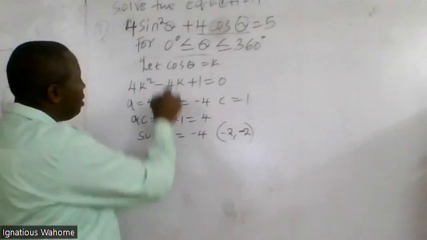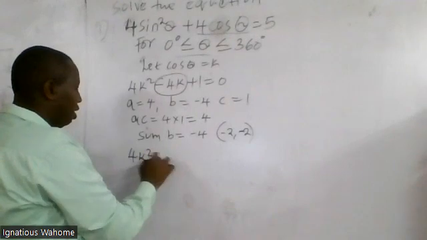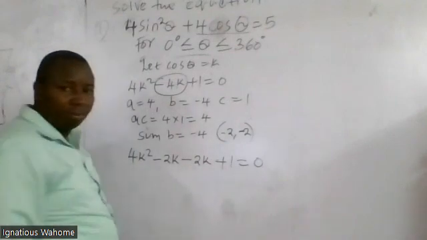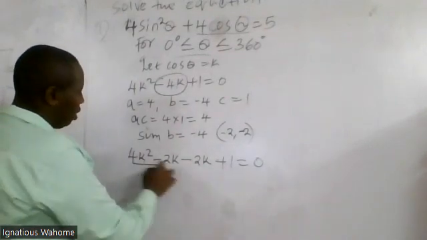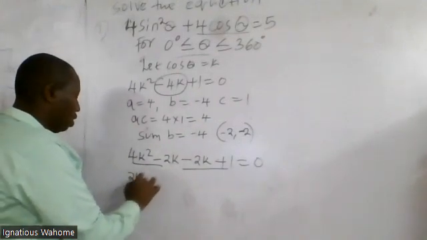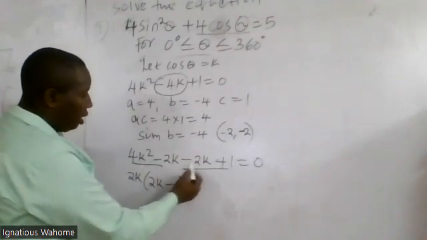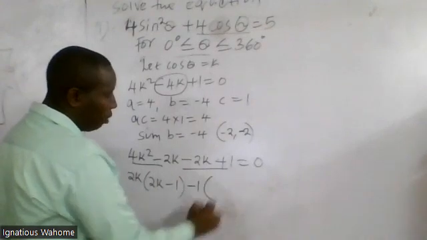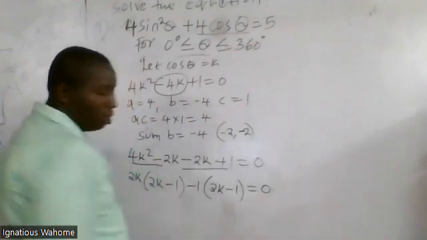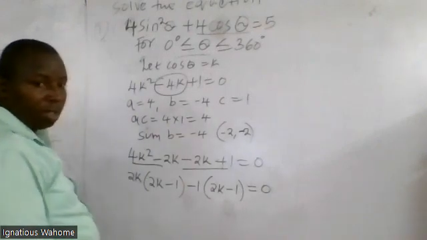So you replace the minus 4k. You say 4k squared minus 2k minus 2k plus 1 is equal to 0. Factorize the first two and the last two. What is common for the first two? 2k. Therefore, this becomes 2k minus 1. In the last two, minus 1 is common, so you have 2k minus 1 is equal to 0.